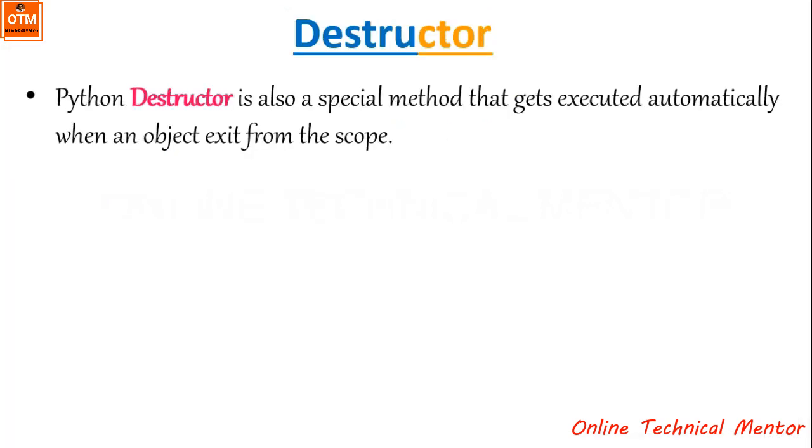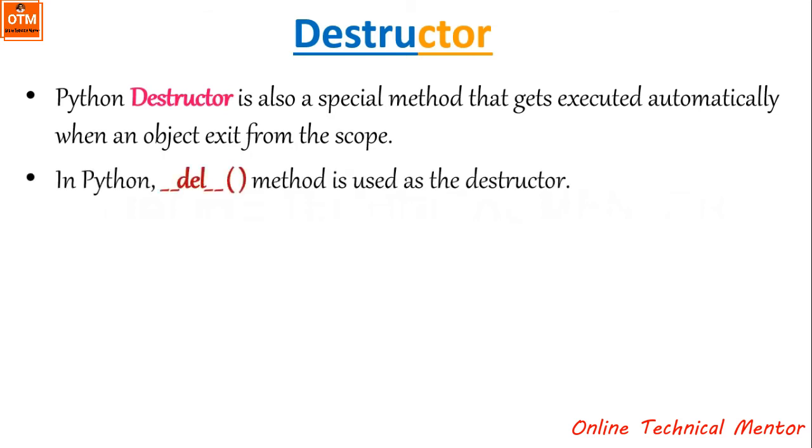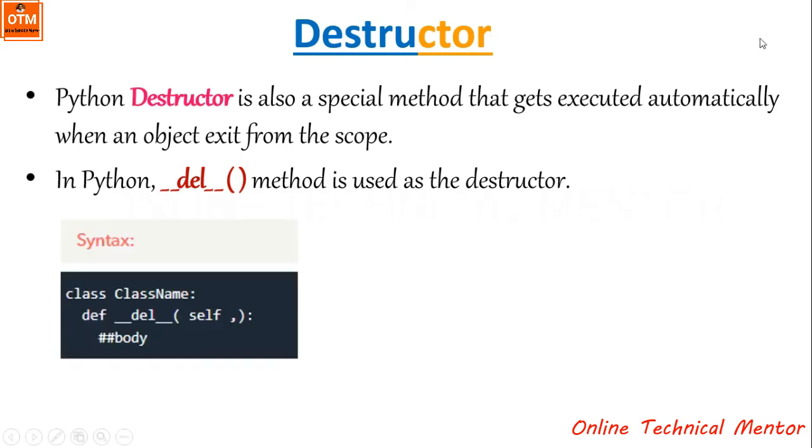A Python destructor is also a special method that gets executed automatically when an object exits from the scope. In Python, the del method is used as the destructor. The del method is also prefixed and suffixed with double underscore. Look at the syntax. Here is a class named class name, and within this class if we write def underscore underscore del underscore underscore, here is a self for the syntax and no more parameters are required. And within the body we can write any message for the deleted object.